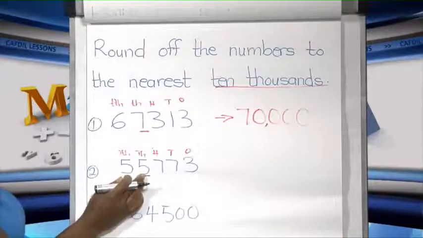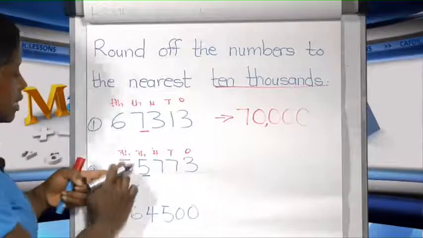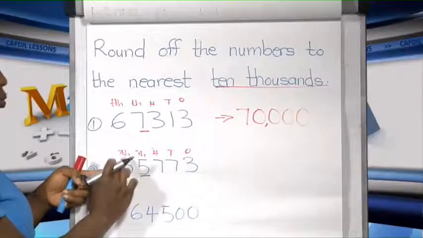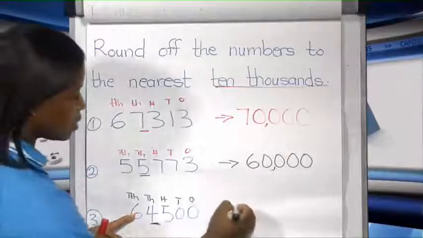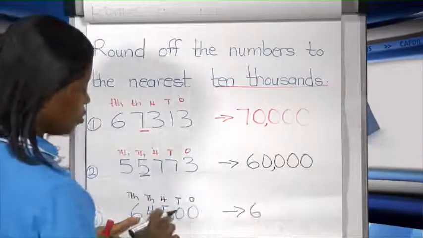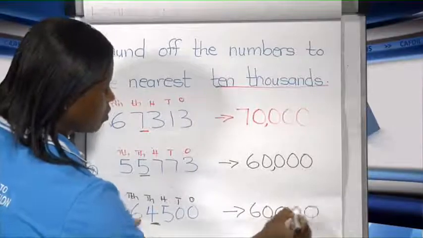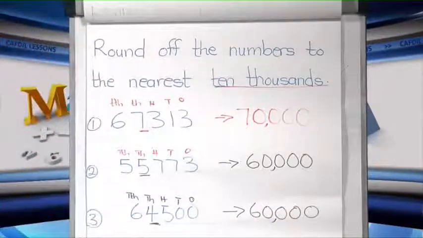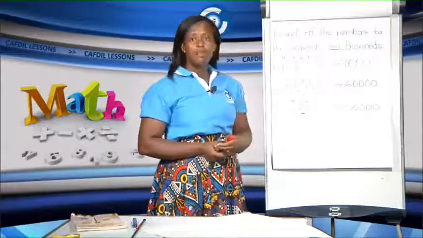It is 5. So we must add 1 to this 5 in the 10,000s place. So 5 plus 1 is 6. So let's maintain our 6 and then write the rest as zeros. 1, 2, 3, 4. So rounding 64,000 to the nearest 10,000, you will have 60,000.